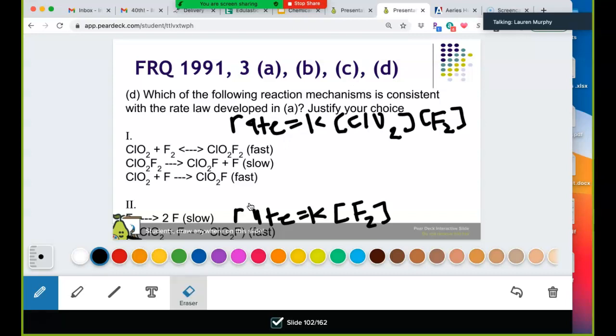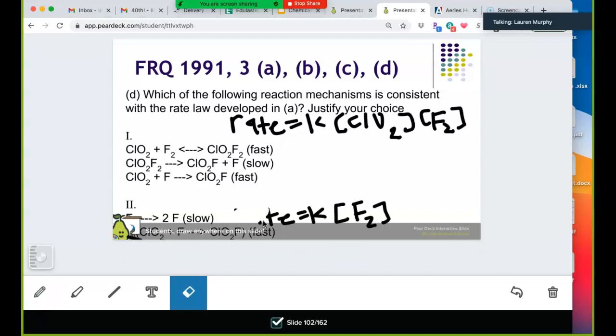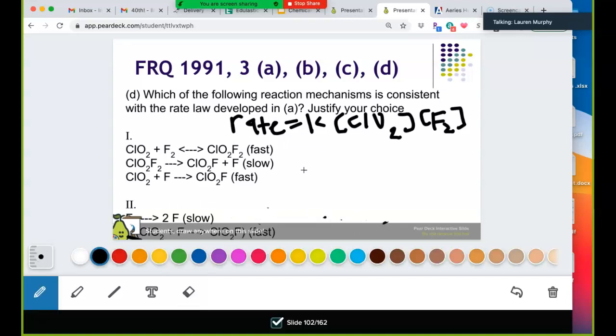So let's try to prove mechanism 1, because usually when that happens, they will ask you to prove it. You won't just get to pick one, they'll say justify your answer, which means you need to prove that this is true. So we write a rate law based on the slow step, which unfortunately is my second step. Rate equals K concentration of ClO2F2, this big molecule.